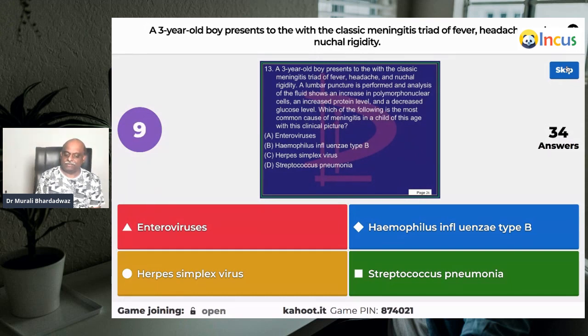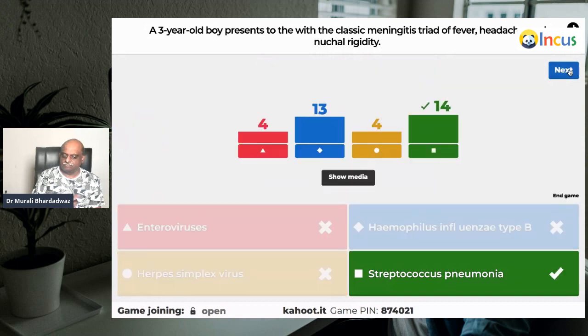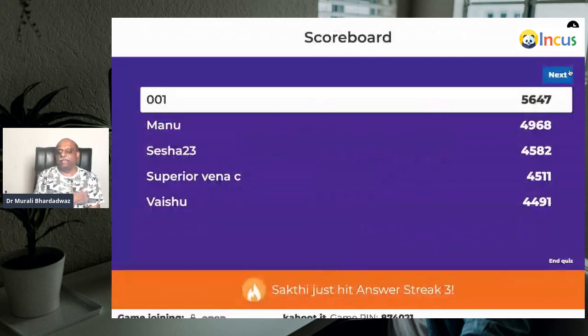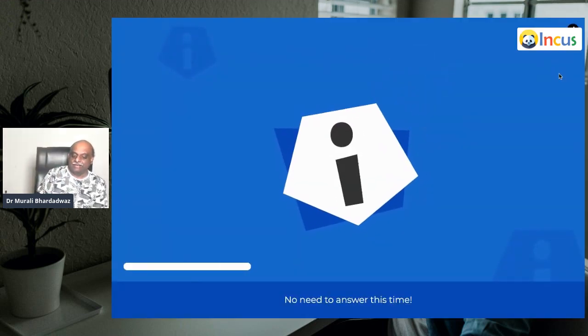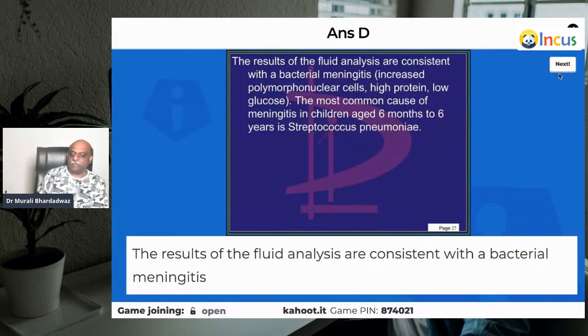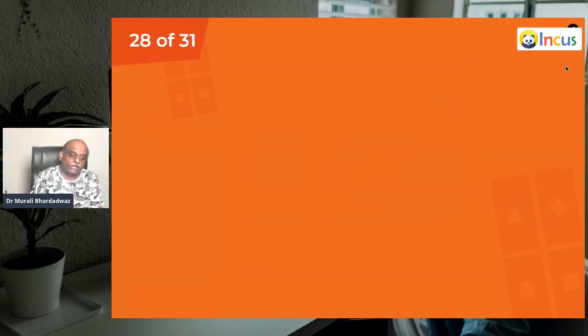Very good. Fourteen of you are right. Streptococcus pneumoniae is the one which you need to think. Manu, Shweta, Sesha are trying their best to take away the crown from 001. Let us see. Good to see Shakti really speeding up. So it is all consistent with bacterial meningitis, and the most common cause of bacterial meningitis between 6 months and 6 years is Streptococcus pneumoniae, is what you need to remember.